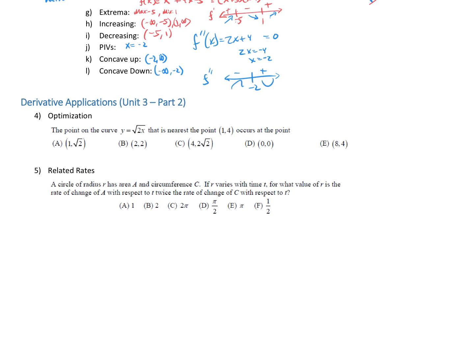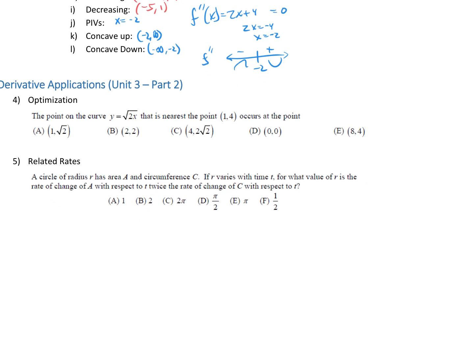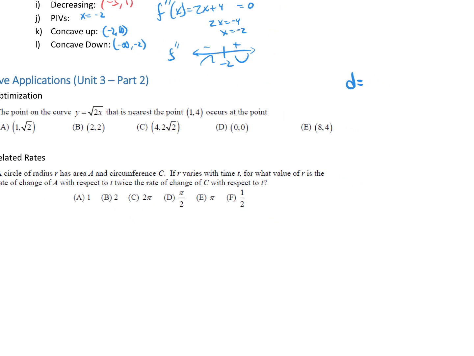So optimization, we want to get an equation and take the derivative of it. We can use our calculator. So this is calculator okay on this. Okay, so we want a point on this graph that's near this point. So we want the nearest, which means closest distance. So we're going to need the distance formula on this. Distance is the square root of x2 minus x1 squared plus y2 minus y1 squared.